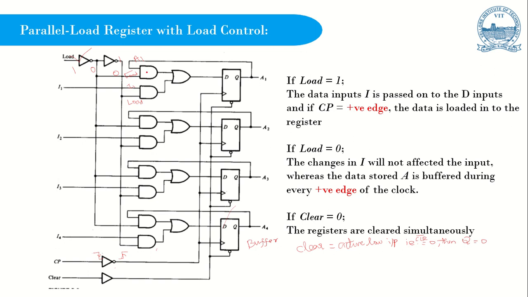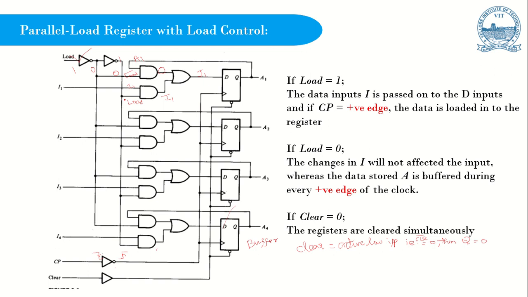If we take the output of this AND gate, 0 AND A1, we know that 0 ANDed with anything is 0, and here 1 ANDed with I1 will be I1. And when it comes to this OR gate, 0 plus I1 is I1. So when the load signal is equal to 1, I is passed to D. So on the positive edge of the clock, this I1 is transferred to A1.